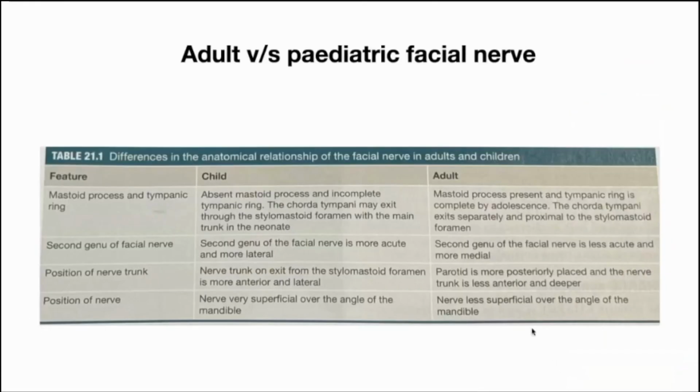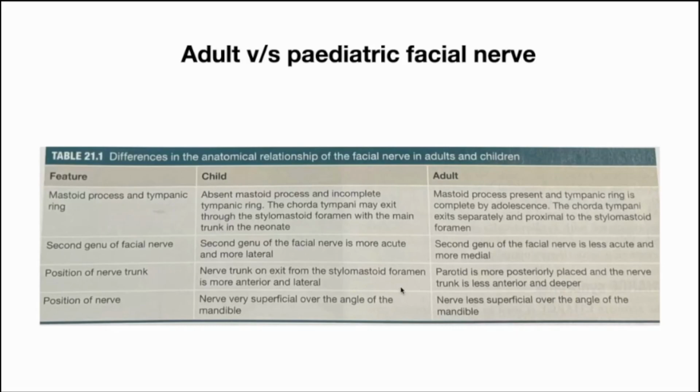So what is the difference between the adult and a pediatric facial nerve? In a child, the mastoid process is not well developed. The mastoid process develops only after 2 years of age, and there is an incomplete tympanic ring. The chorda tympani may exit through the stylomastoid foramen with the main trunk in the neonate. Secondly, the second genu of the facial nerve is more acute and more lateral. The nerve trunk on exit from the stylomastoid foramen is more anterior and lateral.